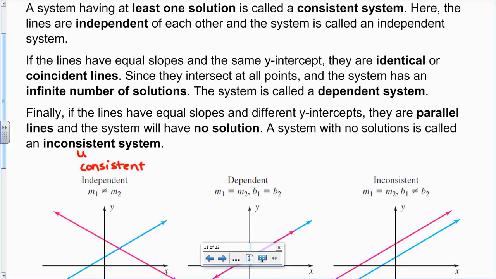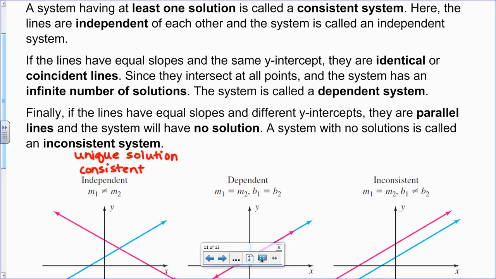And then it's also has a unique solution because there's just one answer. So these are our normal ones. So like what you just did on the warm-up, 5, 7, that's an independent system, a unique solution, and it's consistent. Okay.